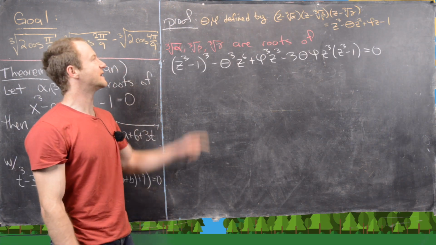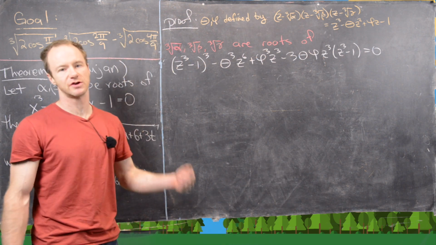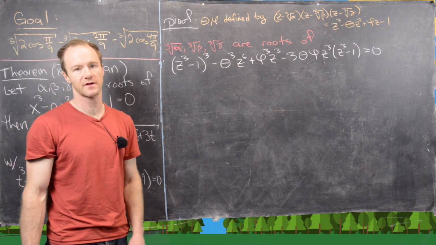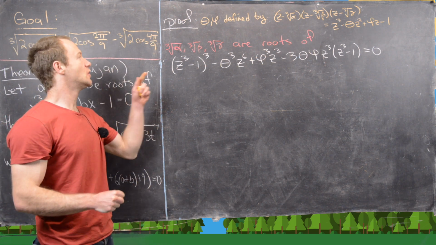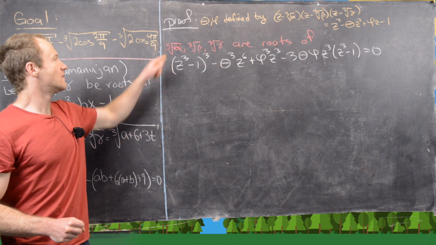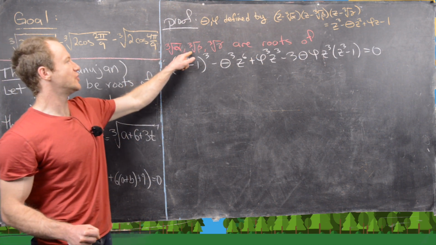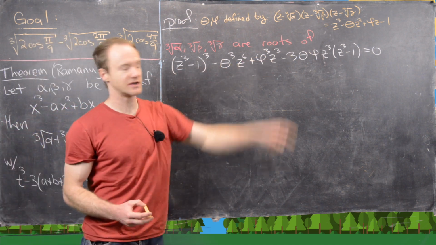On the last board, we defined this theta and phi by the expansion of this z minus the cube root of alpha, and so on and so forth. Then, doing some manipulation on this equation, we found a new equation which is a 9th degree polynomial for which the cube root of alpha, the cube root of beta, and the cube root of gamma are roots of. And it is this equation right here.